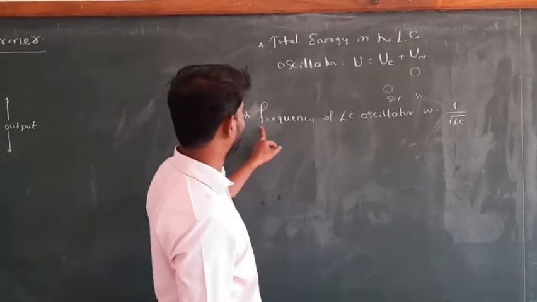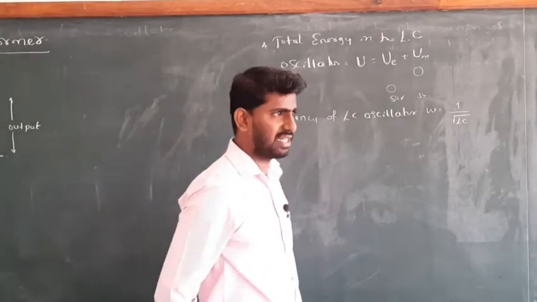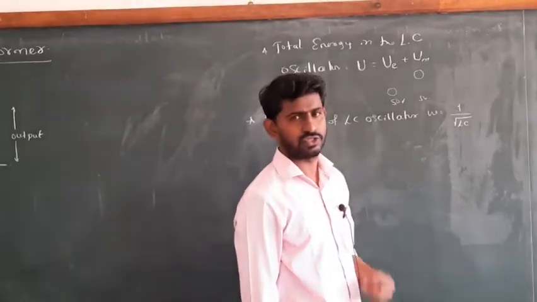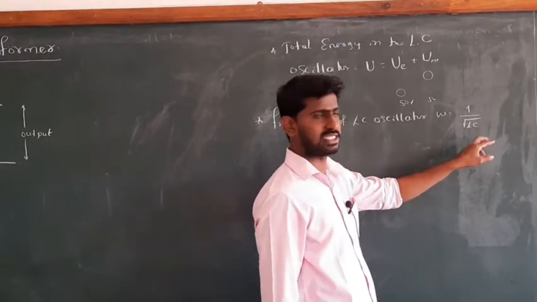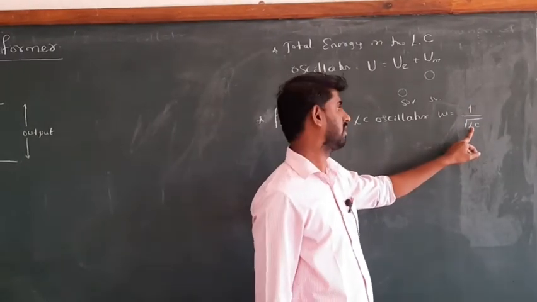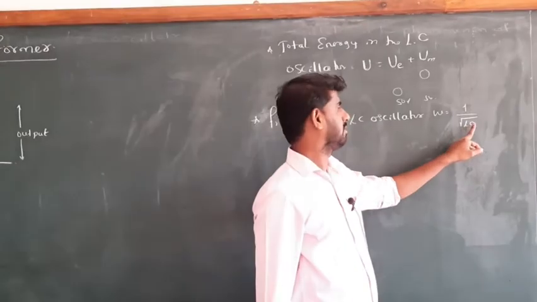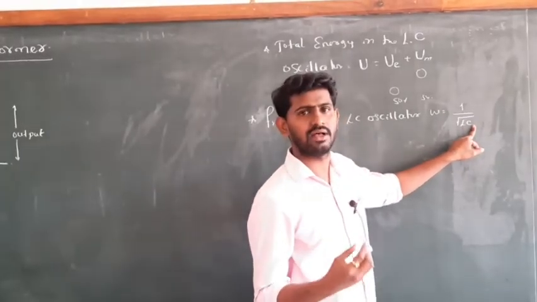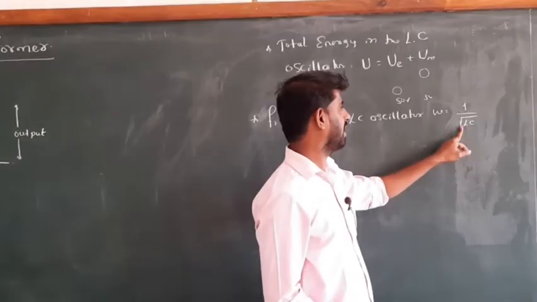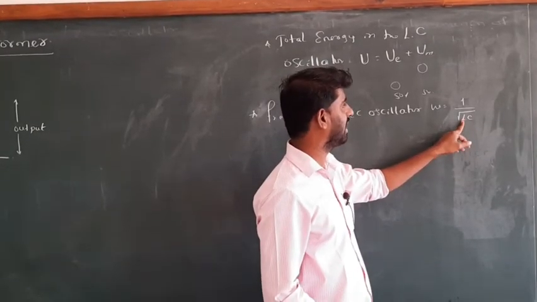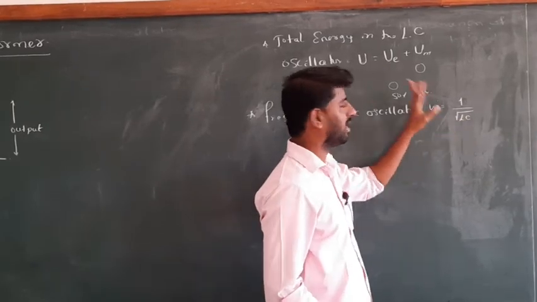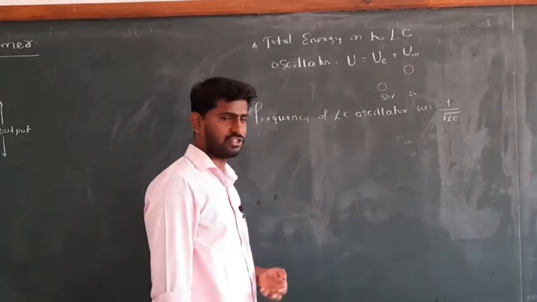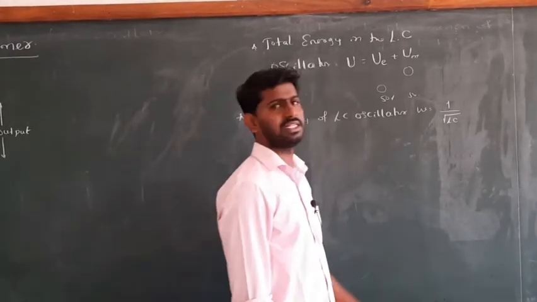And the frequency of the LC oscillator will be 1 divided by root of LC. So we set the frequency as 1 divided by root of LC. L means inductance, which is in terms of Henry, and C is the capacitance, which is in terms of farad. So we can take an L and C value and adjust them to get the required frequency, which may be a resonating condition, and which is called the frequency of the LC oscillator.